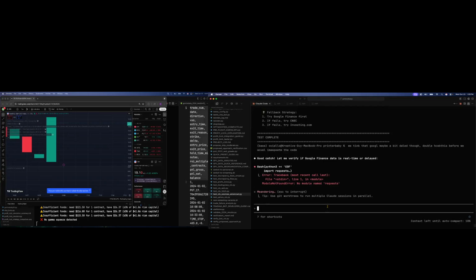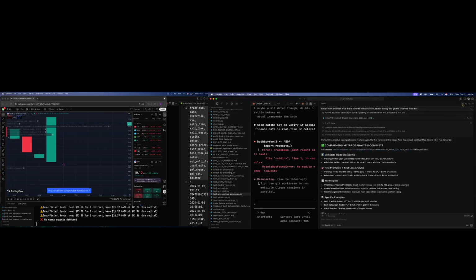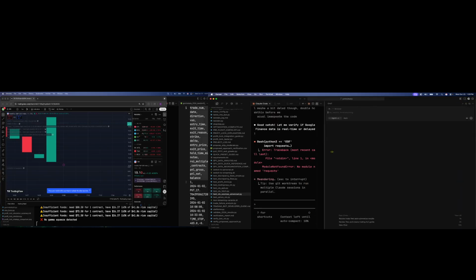Would it be better to create a file that the bot can import for VIX, or have it directly in the bot itself? Q&As, questions that need answers. Hold on.